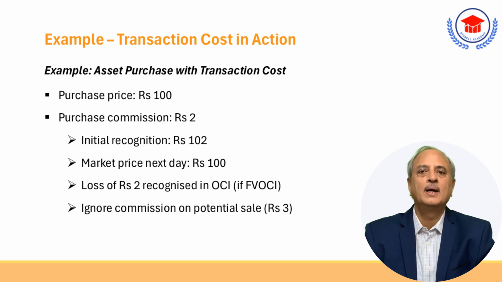Suppose an entity acquires a financial asset for rupees 100 and pays a rupees 2 purchase commission. Initially, the asset is recognized at rupees 102. The reporting period ends a day later, and the asset's quoted market price is rupees 100. If sold, a rupees 3 commission would apply. At that point, the entity measures the asset at rupees 100 and recognizes a rupees 2 loss in other comprehensive income if the asset is measured at FVOCI.